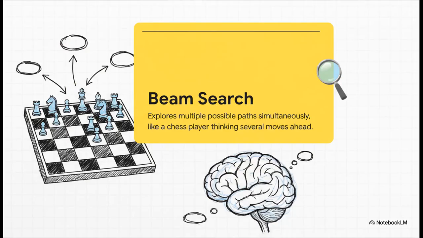And for the really high-stakes stuff, when you need the absolute best quality, there's a strategy called beam search. Instead of just picking the next best word and hoping for the best, it actually explores several different sentence paths at the same time, kind of like a chess grandmaster thinking 5 moves ahead to find the absolute best play.